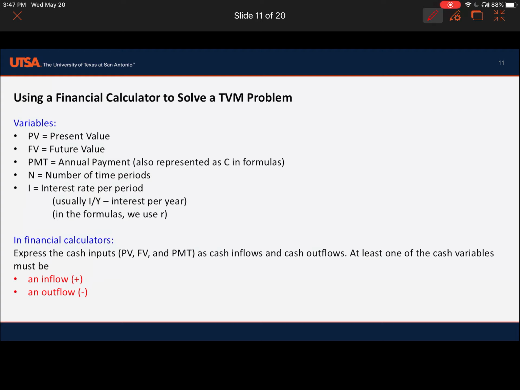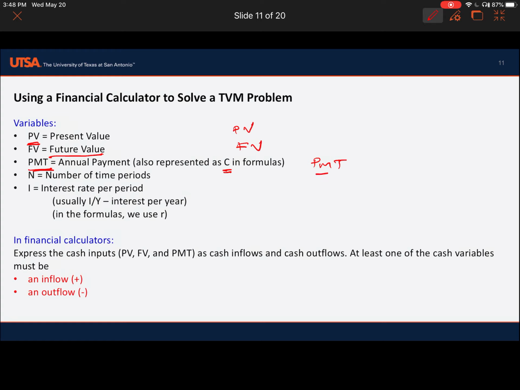So we will be using a financial calculator, and we need to be familiar with the notations. So what are the variables? The variables are the present value, PV. You will find PV in your financial calculator. Future value, you have payments, annual payments. Also, you can see C. C represents coupons for bond payments, but you can think of it as a payment.